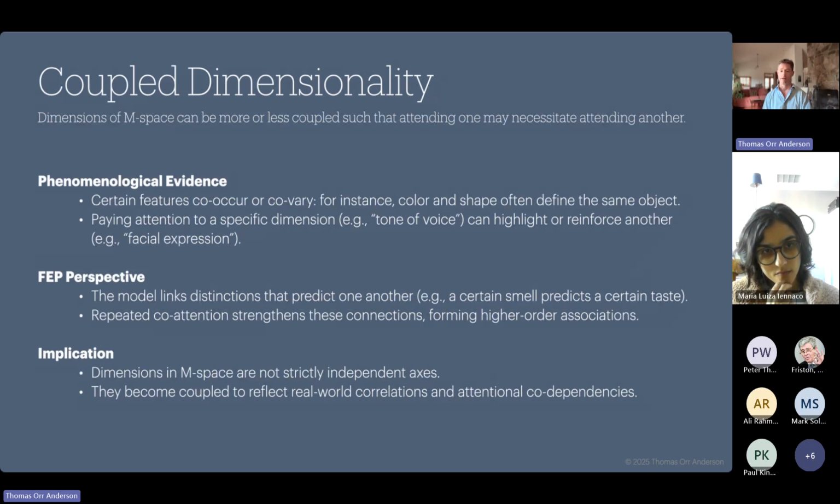Also, the dimensions of the space are more or less coupled. Certain features in our experience co-vary or co-occur, such as color and shape defining the same object. Paying attention to a particular dimension can highlight or reinforce another. And from an FEP perspective, the model links distinctions that predict one another. Certain smell predicts a certain taste and so forth. And repeated co-attention strengthens these connections, forming higher order association. Implication being that the dimensions of M space are certainly not strictly independent axes. They become more or less coupled, reflecting real-world correlations and attentional codependencies.